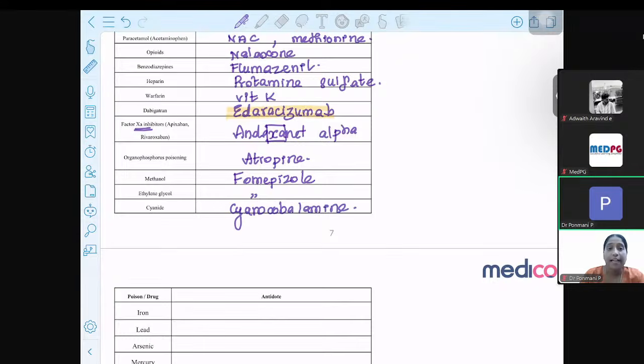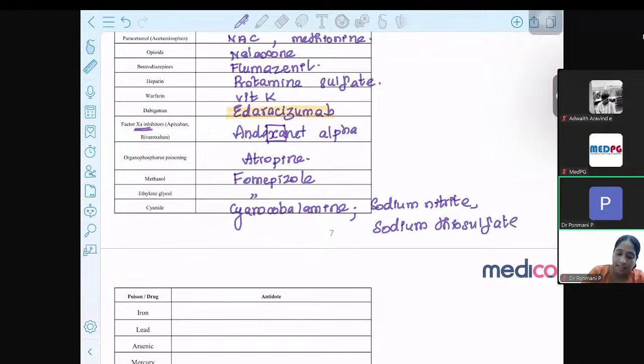Okay, so cyanocobalamin can be given for cyanide poisoning. Other than that, there are two more drugs which can be given, which is sodium nitrite, and the other drug is sodium thiosulfate. So all these three drugs are given for cyanide poisoning.